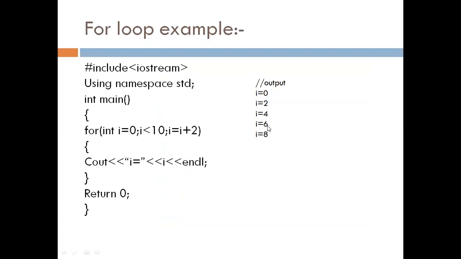Now the value of i becomes 8, that is 6 plus 2. It checks whether i is less than 10. Yes, 8 is less than 10, so it displays i equals 8. Now it performs the increment i equals i plus 2, that is 8 plus 2, so the value of i becomes 10. It checks whether 10 is less than 10. This condition is false, so it executes the next line, that is return 0. The program terminates here. So for this program, the output is i equals 0, then it displays 2, 4, 6, 8.